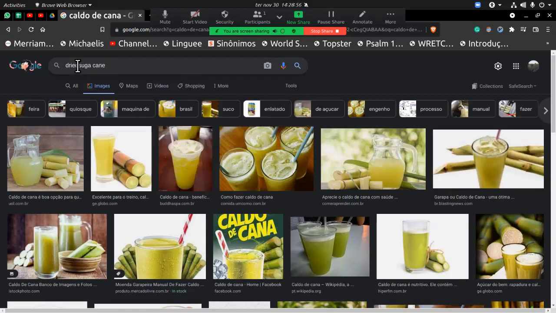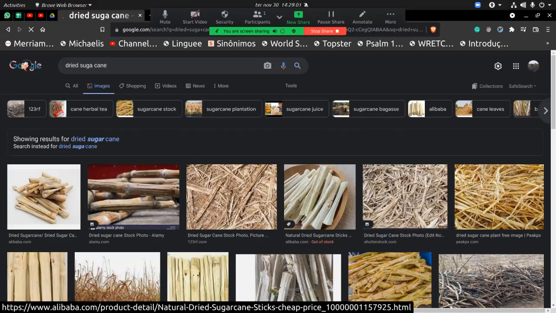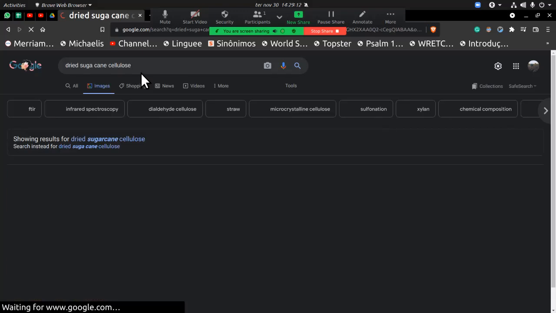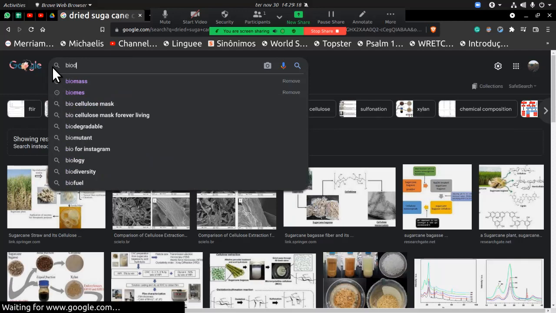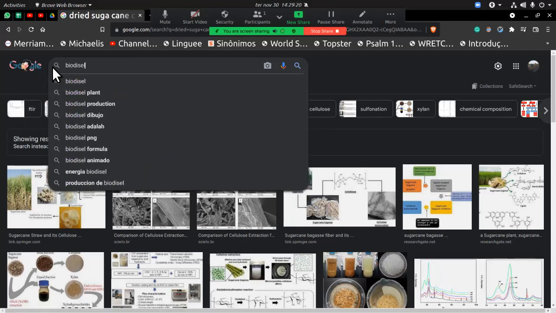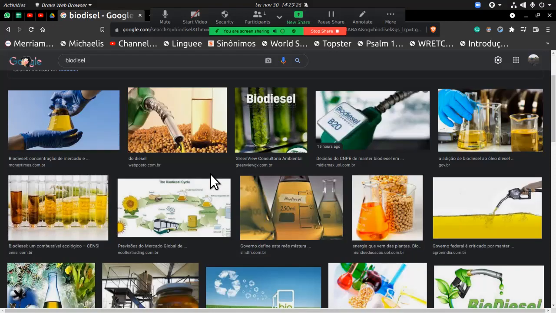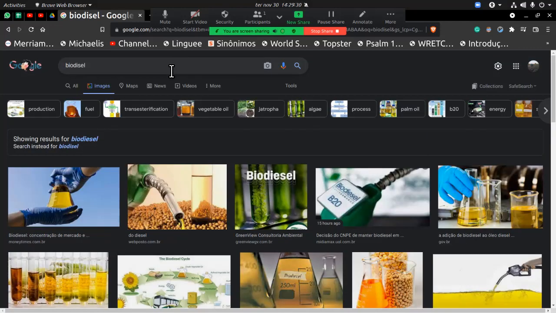It gets dried because all the sugar is out, and they can burn it, or they use the cellulose of the sugar cane to make biodiesel, diesel with E. All right. And it can also be made with used oil, vegetable oil.